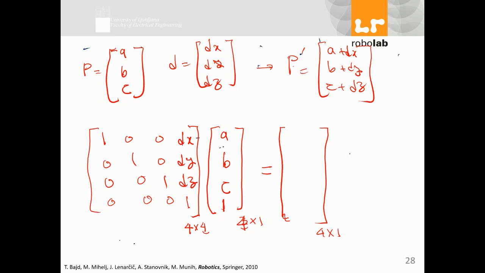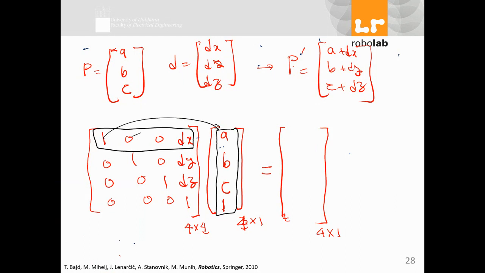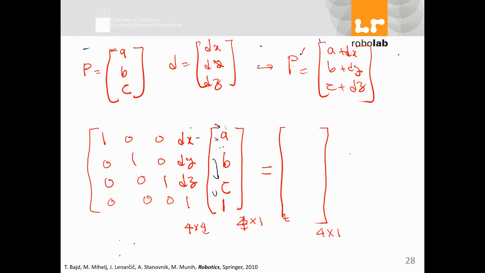Do the multiplication. Multiplication here means this multiplied by this, 1 by 1. No, this one 1 by 1, and then add them together. If you multiply them 1 by 1 and add them together, what would you get? You have to add them too.